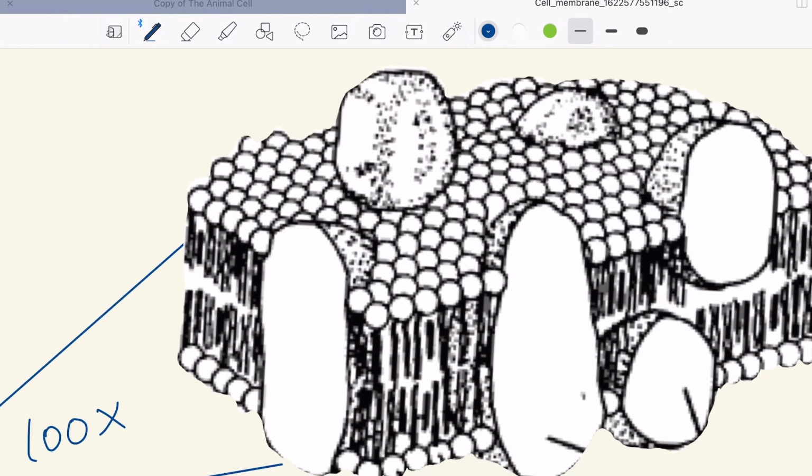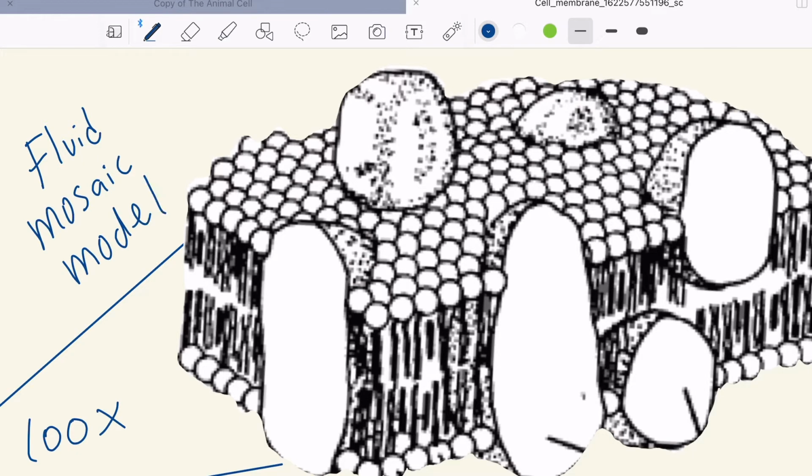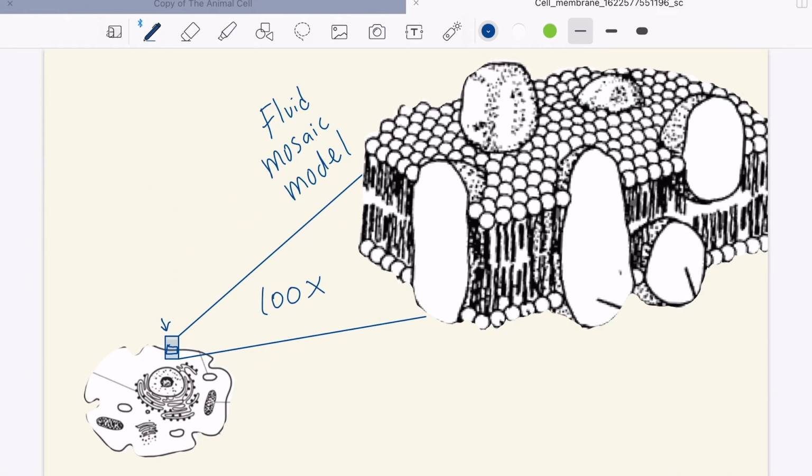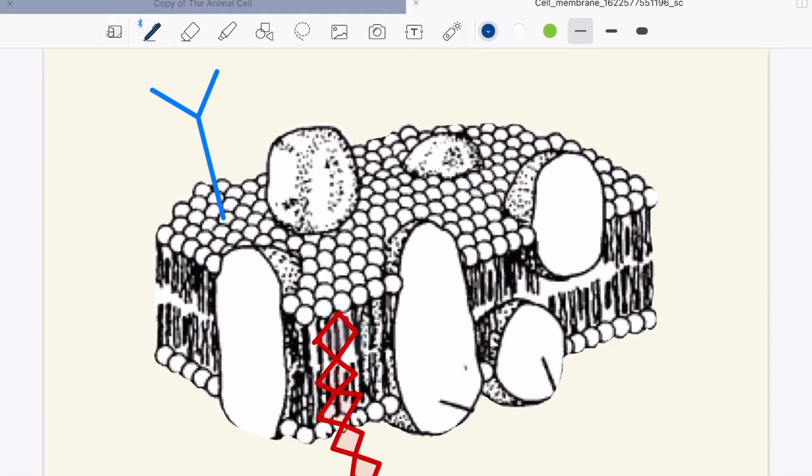This structure right here is called the fluid mosaic model. And we are going to break down what it is, what all these hot dog bun looking things are, and potato looking things. And then we are going to move on to the different ways molecules move through. So this is a tiny cross section of the cell membrane.